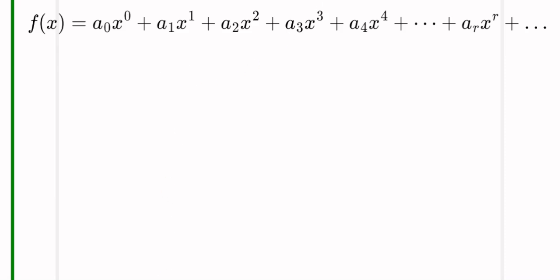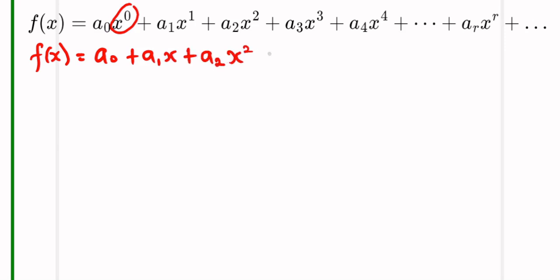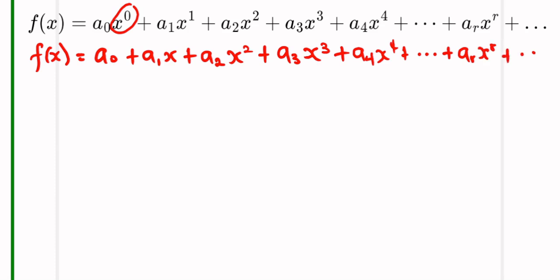So we are given this function to be equal to the power series f of x is equal to, so I'm going to rewrite this as a naught because x raised to the power 0 is 1. So a naught times 1 is a naught, plus we have a1 x plus a2 x squared. We have a3 x cubed. We have a4 x raised to the power 4 plus dot dot dot plus a_r x raised to the power r plus dot dot dot.